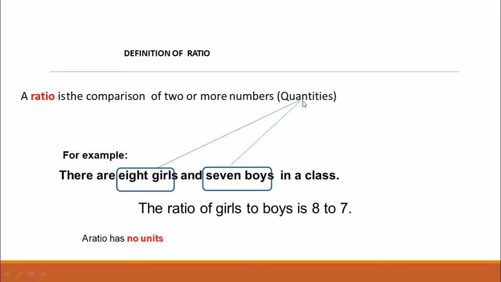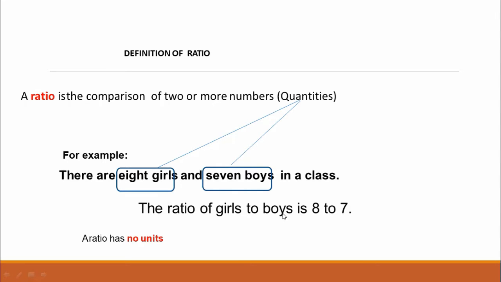Numbers mean quantities. Suppose we have two quantities, in this example, there are 8 girls and 7 boys in a class. Then the ratio is the comparison of these two quantities, 8 girls and 7 boys. Ratio is the comparison of two or more quantities. So when we compare these two quantities, this is called the ratio of these two quantities. So the ratio of girls to boys is 8 to 7.